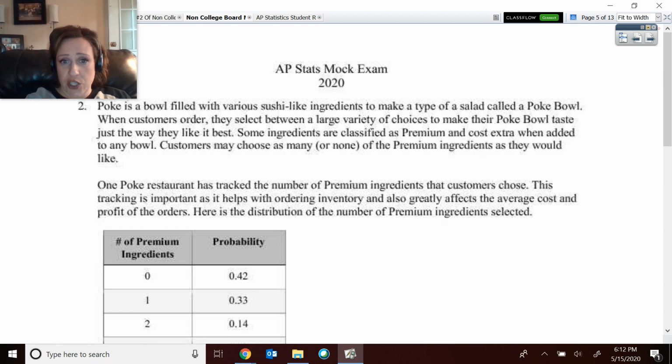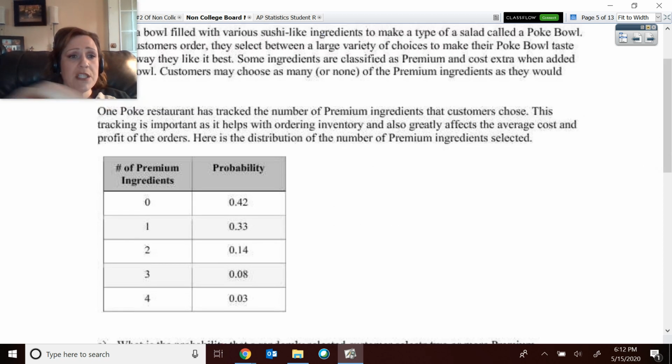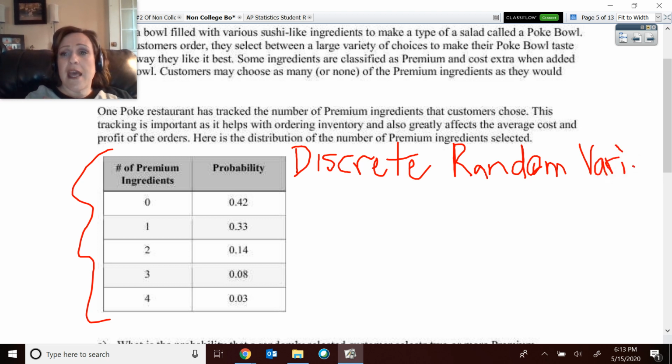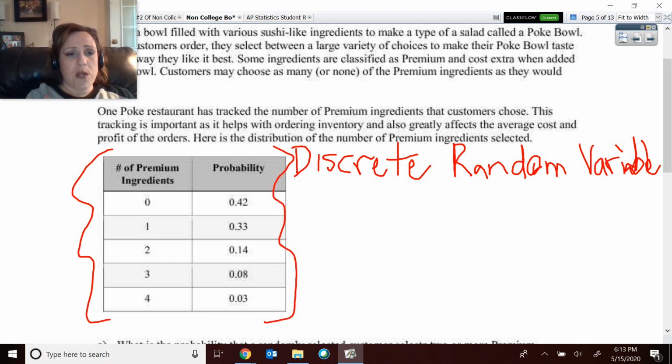So here's the distribution of these ingredients that they got. This is called a discrete random variable. The reason that it is discrete is because you can see we have a finite amount of options. We have 5 options. They can get 0, 1, 2, 3, or 4 premium ingredients. So it's a discrete random variable, because we don't know exactly how many. Now, they have over time calculated these probabilities for those amounts. So 0 ingredients 42% of the time, and so on.